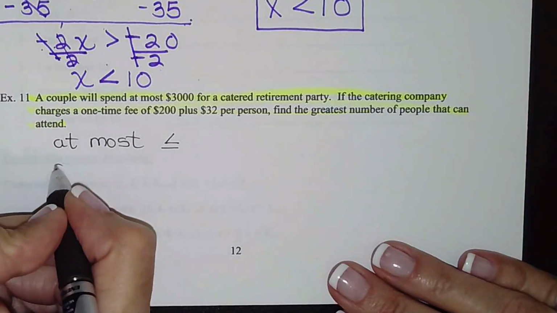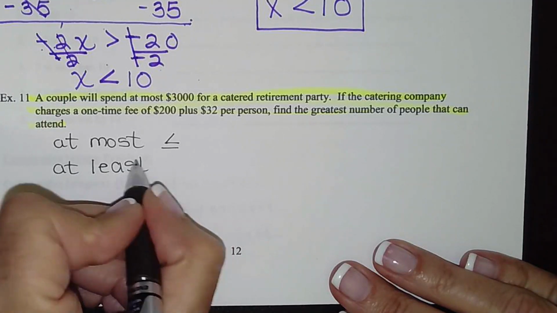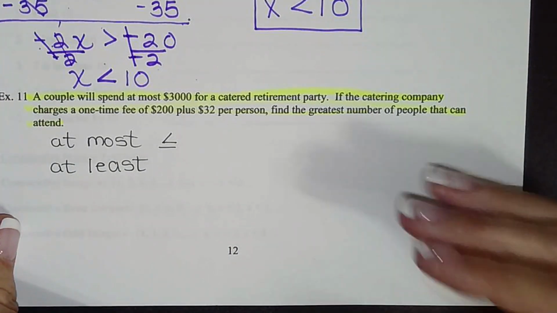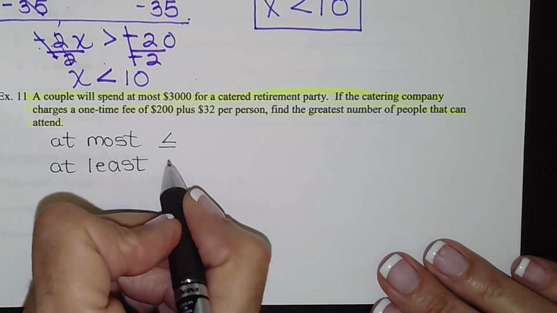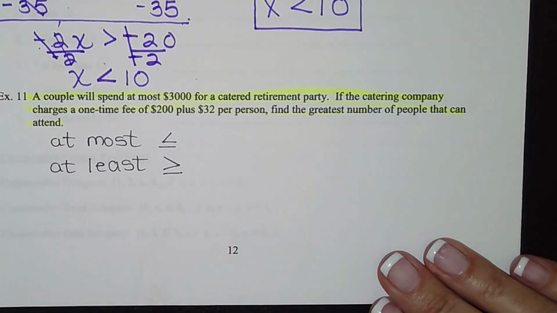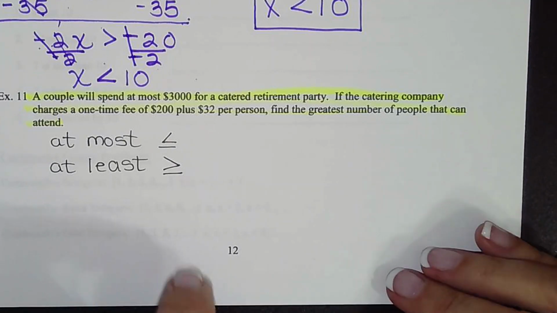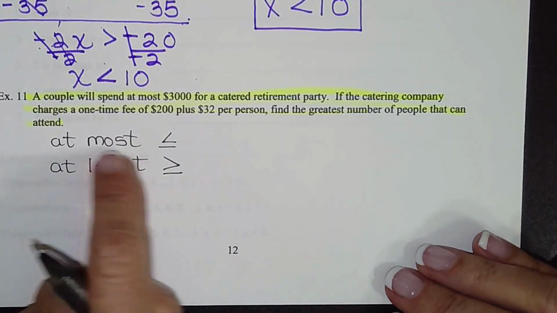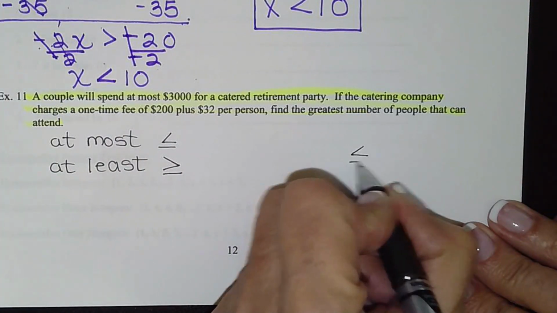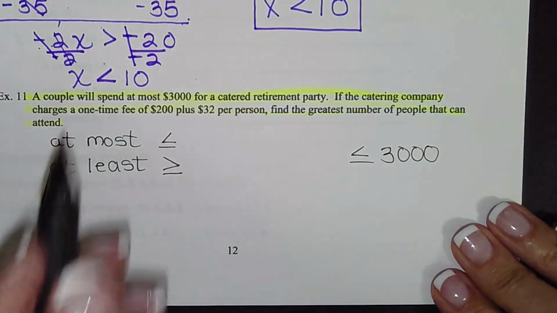And then we also did an at least in previous notes. And that means if I'm at least 30, I'm 30 or 31 or 32. So at least would be greater than or equal to. So this one's at most 3,000. So that would be less than or equal to 3,000. So we got that part of the problem done.